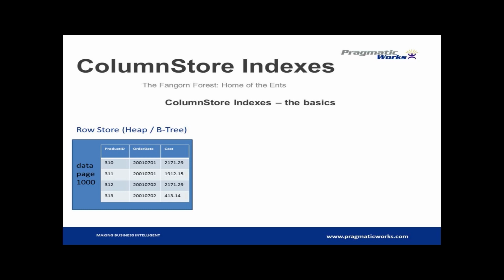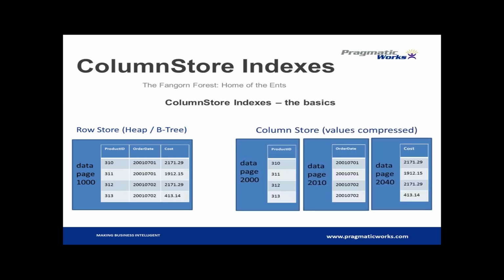ColumnStore indexes, on the other hand, are actually stored columnar, where the data for each column that you specify is physically copied, and only the data for that column is copied. As you can see here on the right, it increases the efficiency of the index, because each column is stored separately, as opposed to where all the columns are stored together in a row store or a B-tree index.